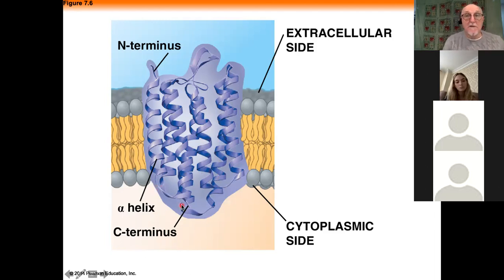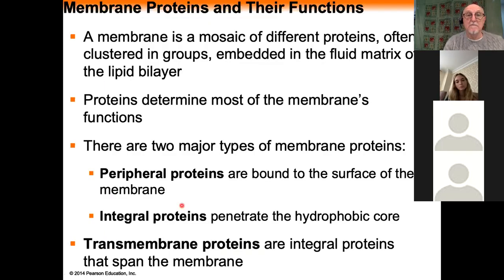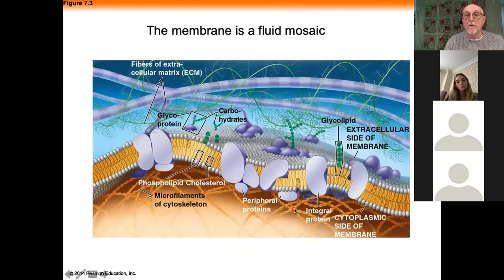But remember also that there are peripheral proteins. Those are just associated with one side of the membrane. Most of the peripheral proteins are on the inside, in the cytoplasm. There are some peripheral proteins which are on the outside, but they're much more common on the inside here.